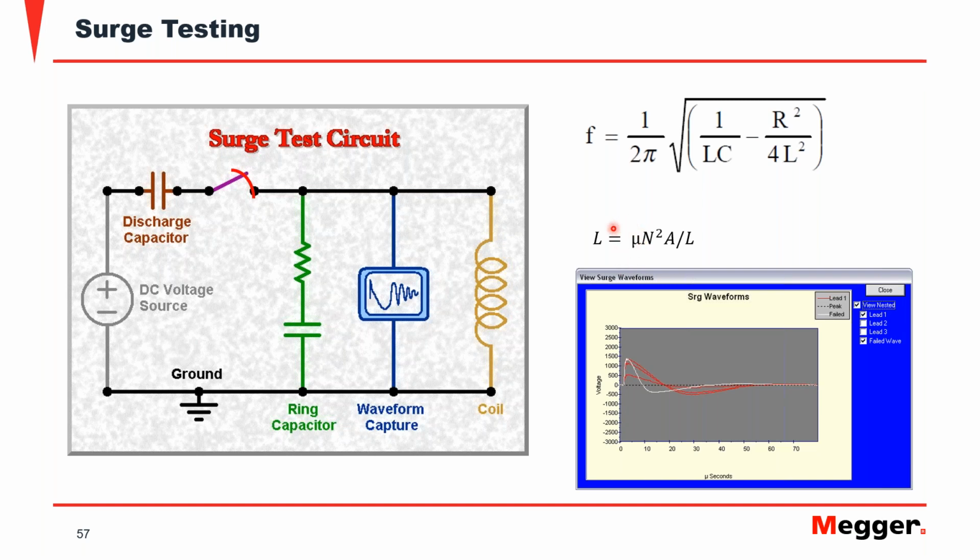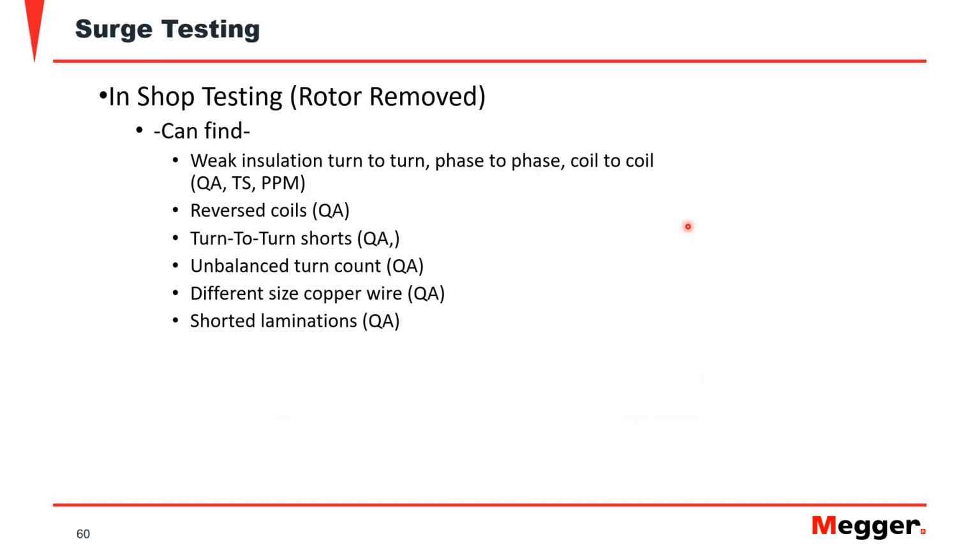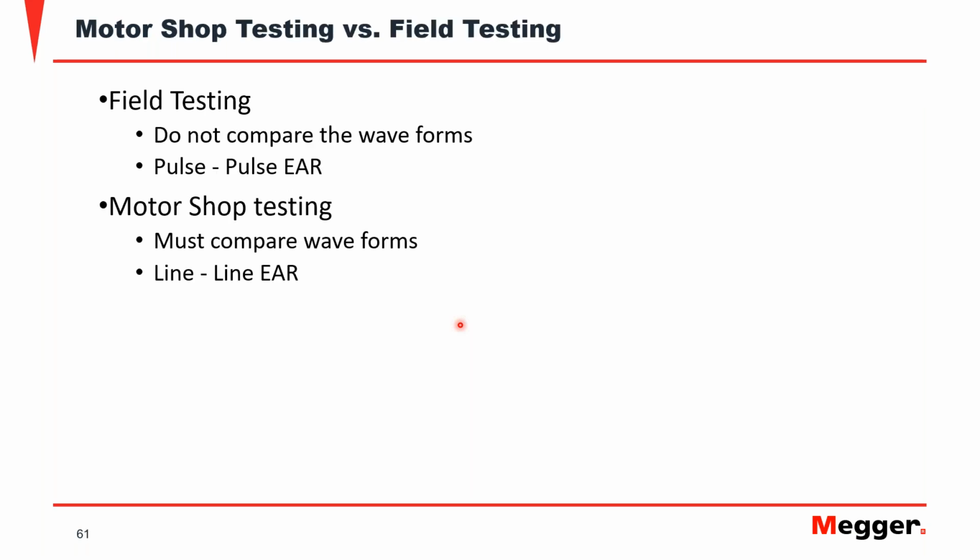So the properties of the magnetic material are also represented in the inductance, and those properties of the magnetic material can change if we have, for example, shorted laminations, if we have a different size copper wire, or also if we have a reversed coil, then we may have less inductance than we should have had. So anything that affects the inductance of the coils can affect the results of the surge test, and can therefore be detected using this type of test.